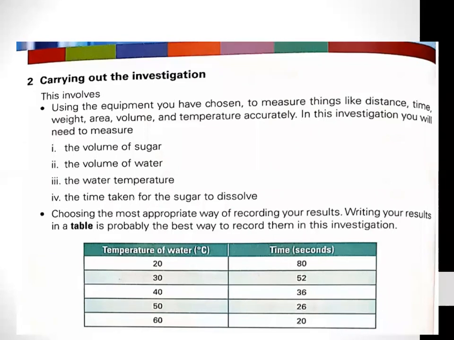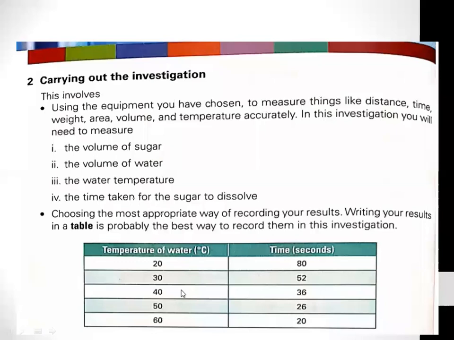Okay. So this is the table that will give you information about your experiment: at 20 degrees centigrade, the amount of sugar that can be dissolved in the water takes 80 seconds. Now, if you increase the temperature of the water, that is, move from 20 to 30 degrees centigrade, then you can observe that the dissolving time reduces. You can see here that it takes 52 seconds for the water to dissolve all the sugar.